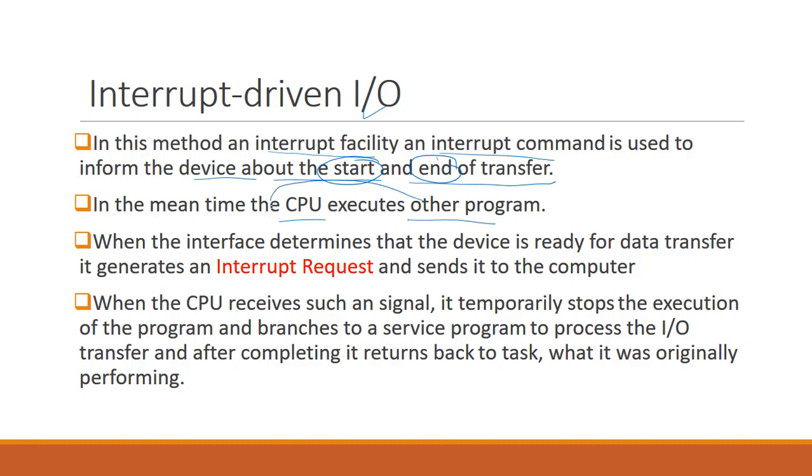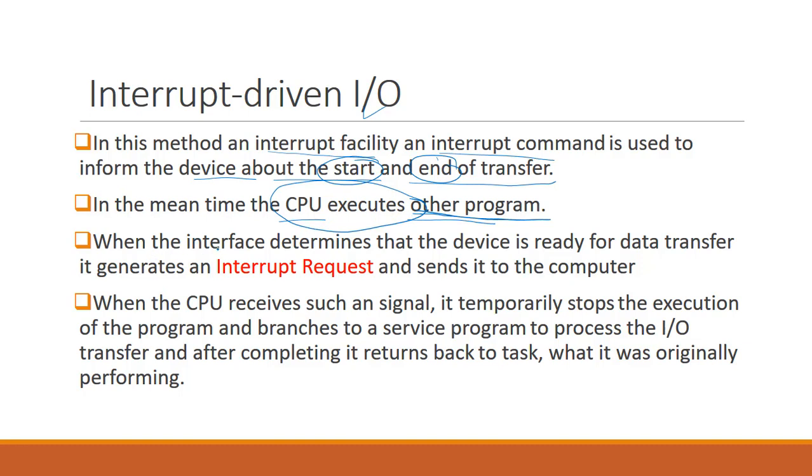This is the main difference between programmed IO and interrupt driven IO. In the previous case, programmed IO, the CPU is busy monitoring the entire program or data transfer. Here the CPU is busy executing the other program. That means it is not monitoring the input output operations.